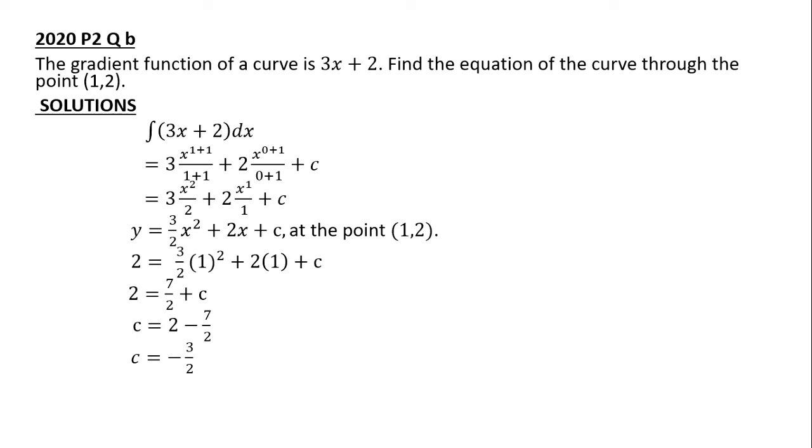So the equation of the curve is y equal to 3 over 2 x squared plus 2x plus, where there's our c, we'll replace our negative 3 over 2. Therefore, the equation of the curve is y equal to 3 over 2 x squared plus 2x minus 3 over 2. As simple as that.